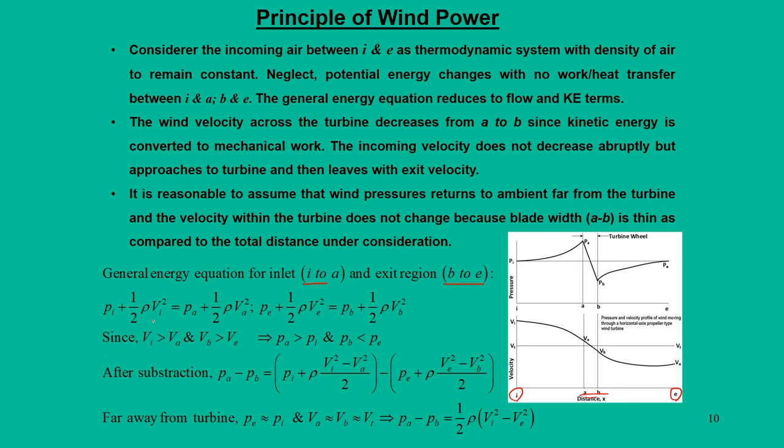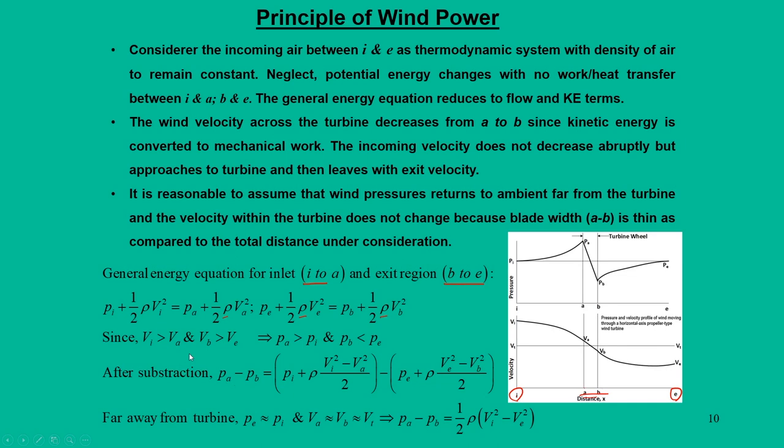So, we say P I plus half rho V I square is equal to P A plus half rho V A square. Similarly, P E plus half rho V E square is equal to P B plus half rho V B square. Here we assume the density of air remains constant, because the flow is incompressible. As you see from this figure, since V I is greater than V A, and V B is greater than V E, this implies that P A should be greater than P I, and P B is less than P E.